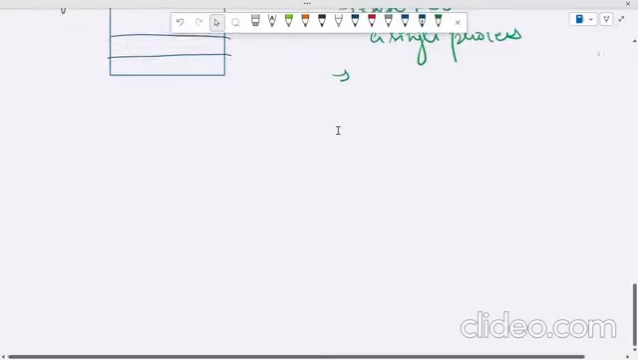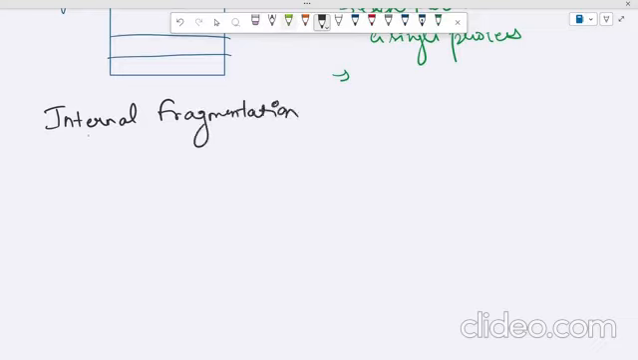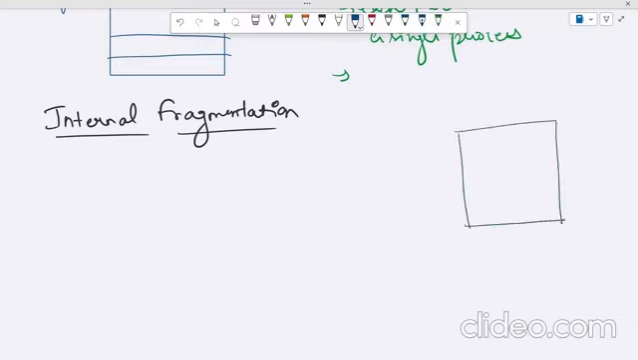Now there is a concept called internal fragmentation. What is internal fragmentation? In internal fragmentation, when space allocated to a particular process is more than it requires, the remaining extra space is wasted, and that wasted space is called internal fragmentation. What does this mean? This means that we have a main memory.